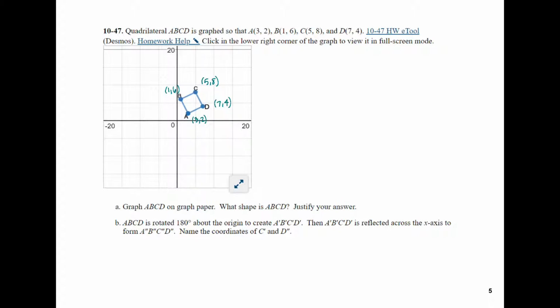So it is a square. We could justify our answer a couple of different ways, but our slopes are opposite reciprocals. So we know they form 90-degree angles. And then we could also say, based on our slopes, that our sides are parallel.